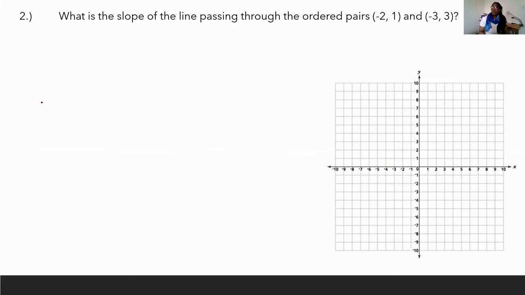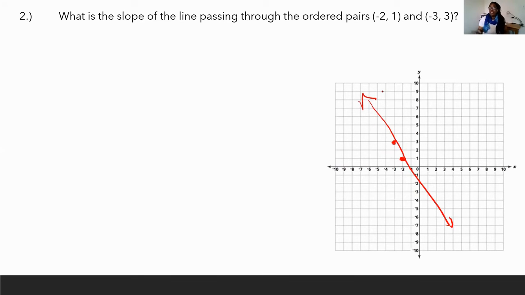So we need to find the slope of these 2 points. So -2, 1 and -3, 3. So if we wanted to do it graphically, you got your -2 and +1, putting your point here. You have your -3 and +3, putting your point here. And then graphing your line as best you can. Jeez, man, I got to work on my line skills, because we're going to be doing a lot of graphing.